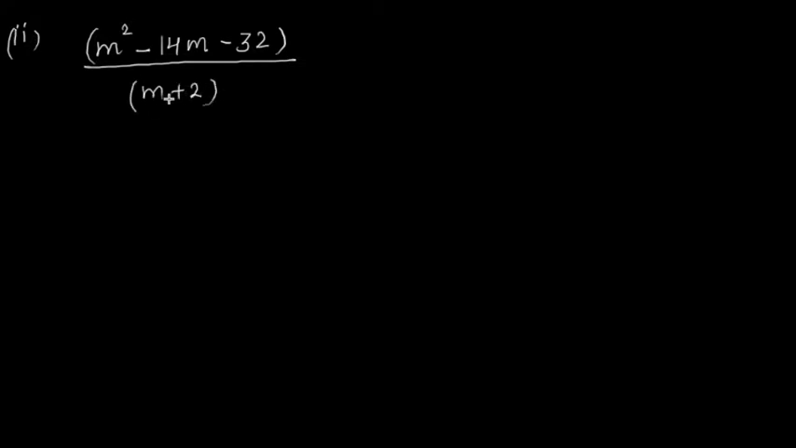Again you have a quadratic expression. You have to split the middle term. It means the sum should be minus 14m and the product of the constants should be minus 32. If I write minus 7m and minus 7m, I will get minus 14m. But minus 7 into minus 7 is giving me 49, which is not the same as minus 32. So we have to see another such combination with which I will get the answer.